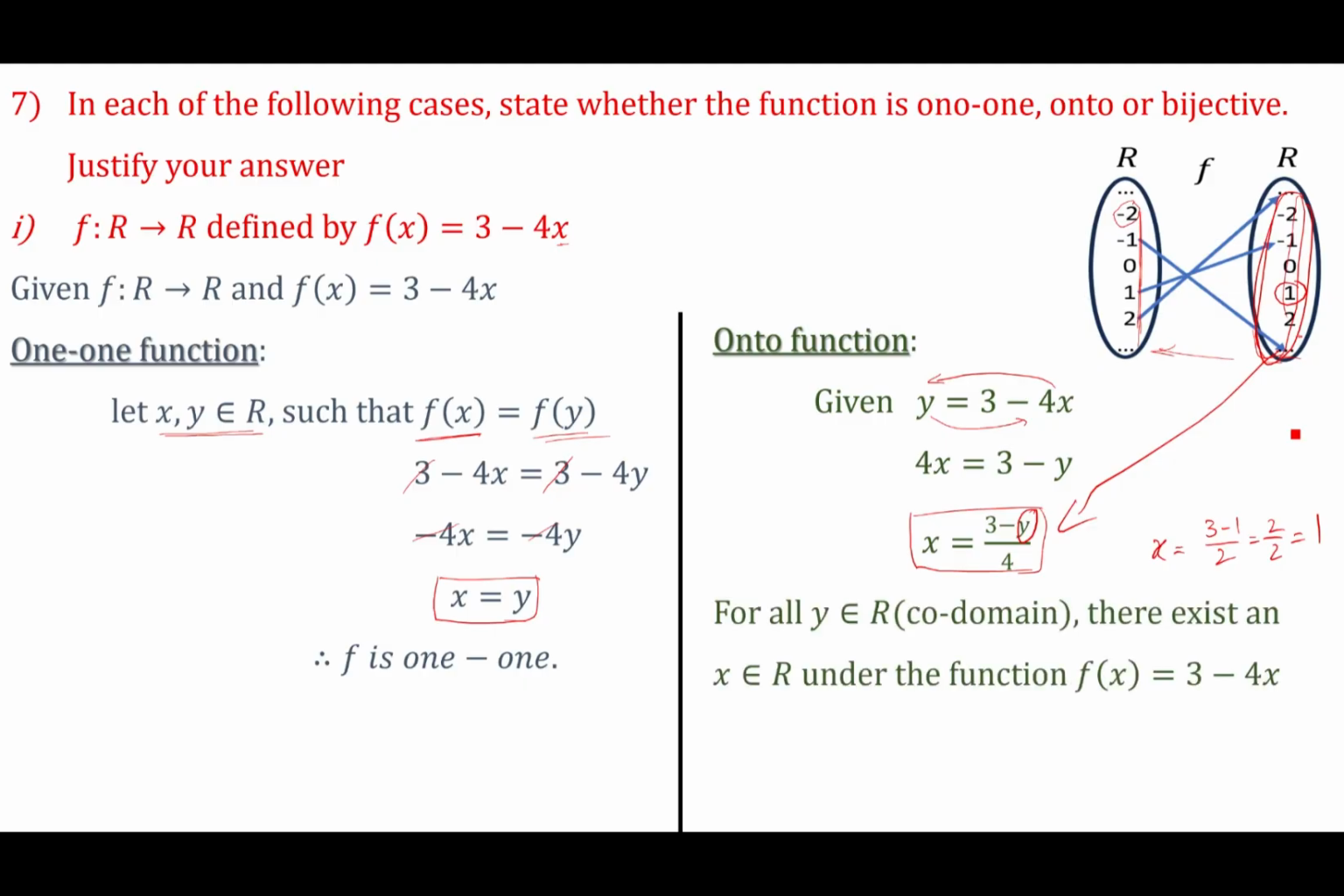How can we write it? We write like this. For any y belongs to codomain, there exists, of course, there must be some pre-image, there exists an x belongs to R under the function f of x is equal to 3 minus 4x. Therefore, the given function is onto. Now, the given function is 1-1 and onto. If the given function is both 1-1 and onto, then it is a bijective function.